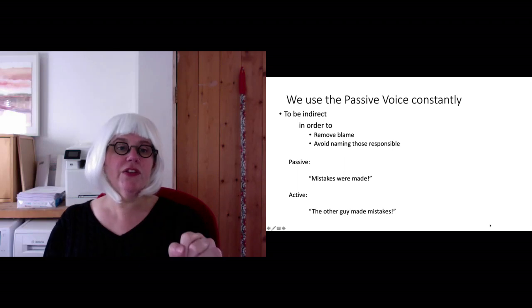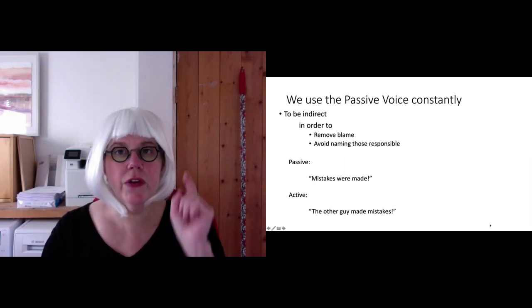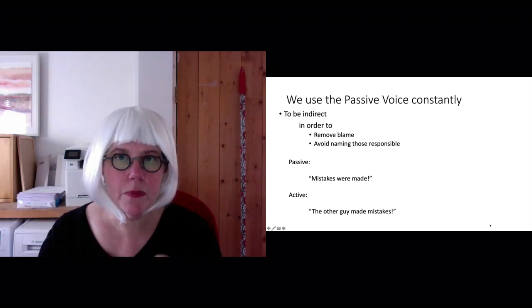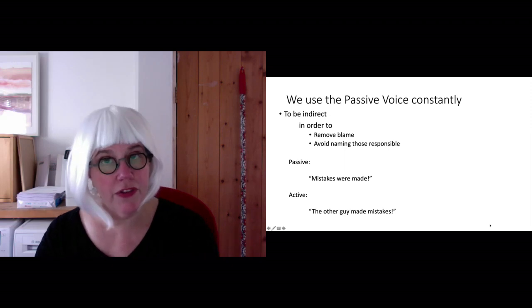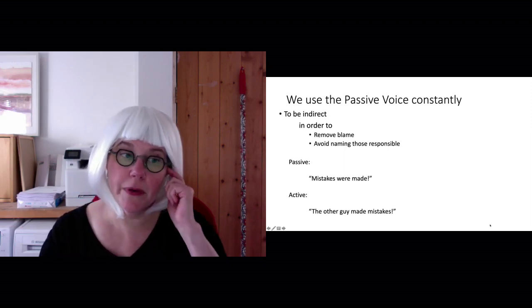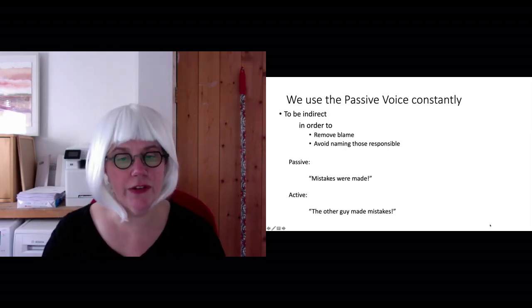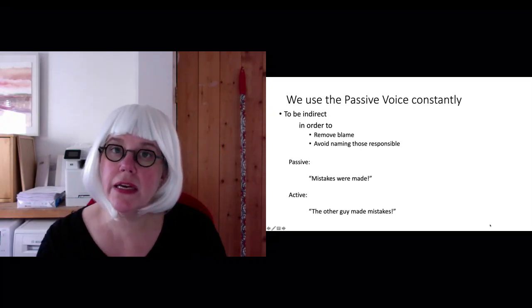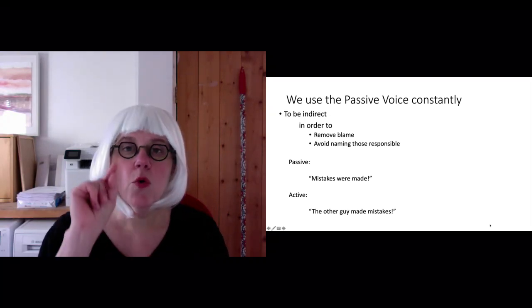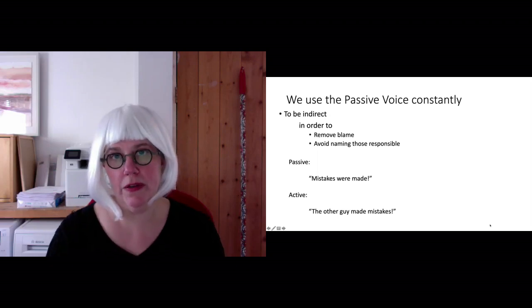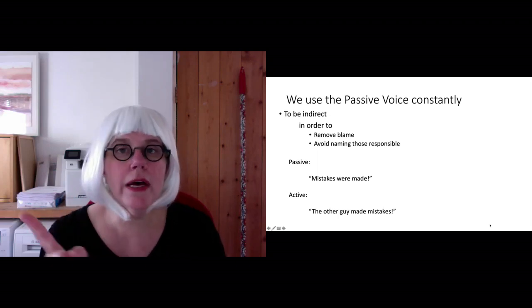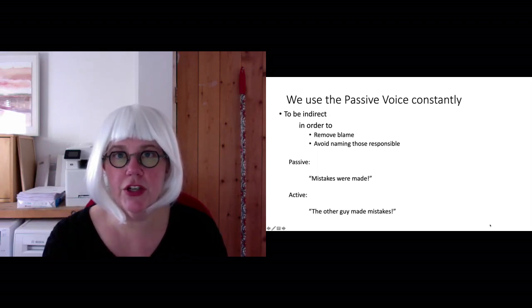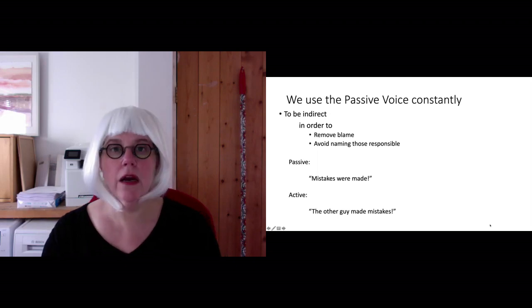As you can see in these examples, passive voice: mistakes were made. Form of the verb to be, plus a helping verb that could be a verb in its own right. Active voice: the other guy made mistakes. You can see that in the active voice, we know who was responsible. We don't like doing that in regular conversation and often in regular writing.